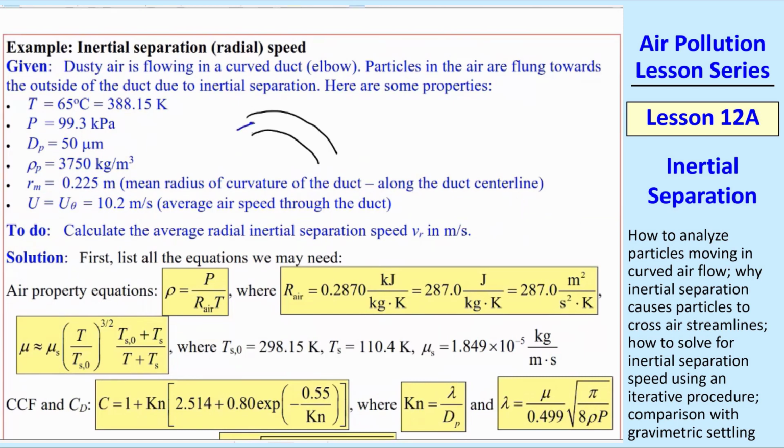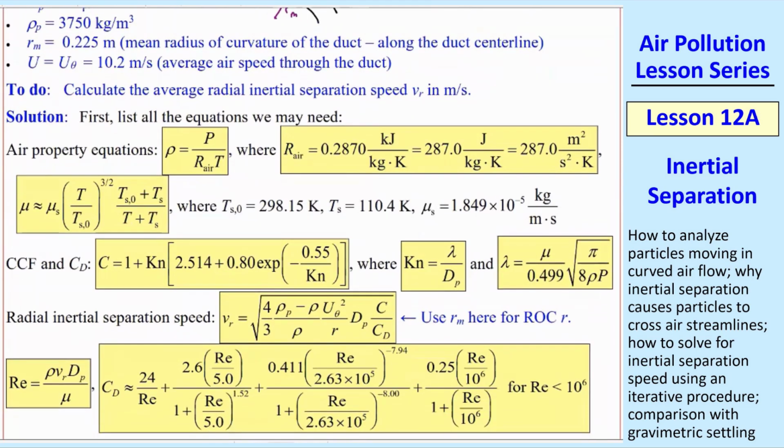So if this is our duct and this is our velocity u or u theta, we're defining this as Rm, the mean radius of the duct, and then the particle will be right there and it will fling out towards the outside. Finally, we give u theta itself, which is 10.2 meters per second, average speed through the duct. We're not considering boundary layers again. We're just letting this be some u, especially in the middle of the duct. It's just the velocity we have there.